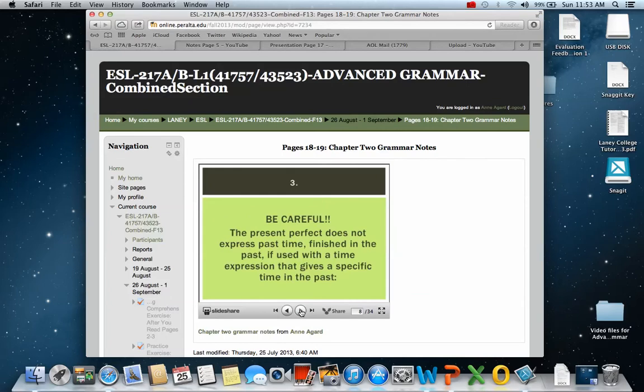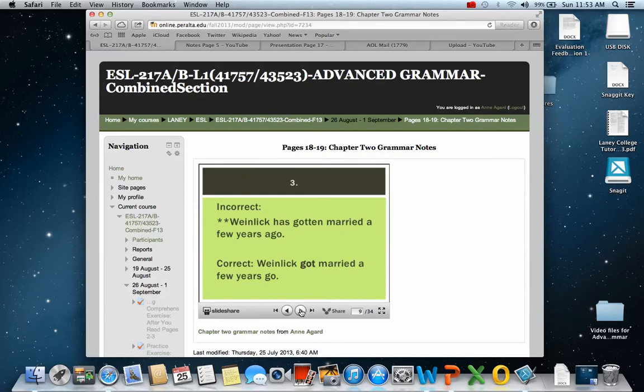Be careful, because the present perfect does not express past time finished in the past if used with a time expression that gives a specific time in the past. Okay. It's incorrect to say Weinlich has gotten married a few years ago, because here's a specific time in the past, so you have to use the simple past. Weinlich got married a few years ago. It's incorrect to say I've come to the U.S. in 2008. Remember, every time I give you these 2 stars, it means it's wrong. The sentence is wrong. Because I'm giving the specific time, 2008, I have to use the simple past, I came.